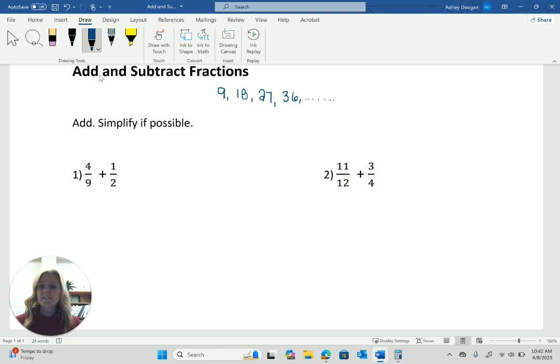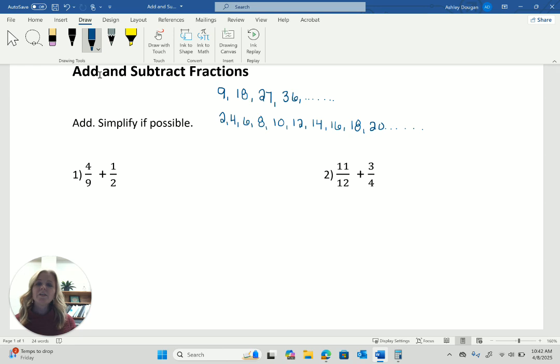Then I look at the second denominator, which is a 2, and I look at what are some multiples of 2. We have 2, 4, 6, 2 times 4 is 8, times 5 is 10, and I'm just listing out multiples of 2. All right, and we could keep going if we wanted to.